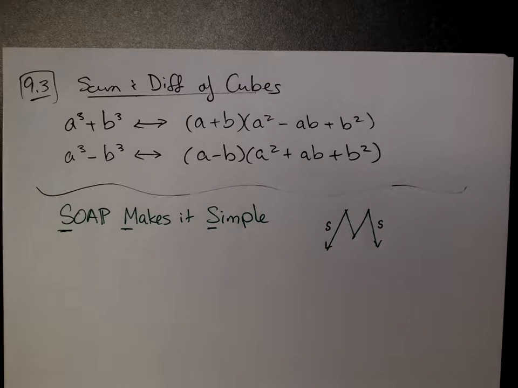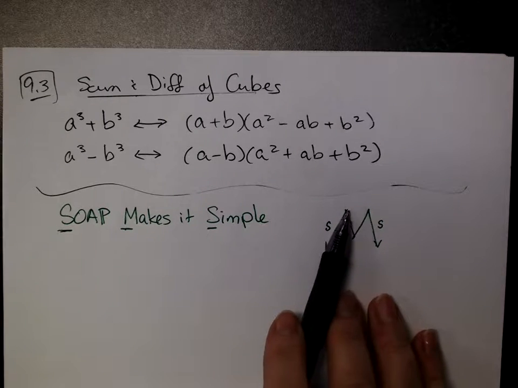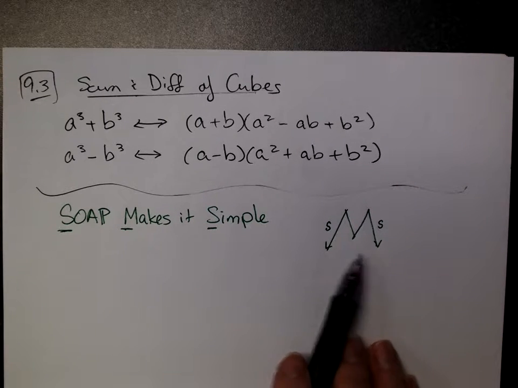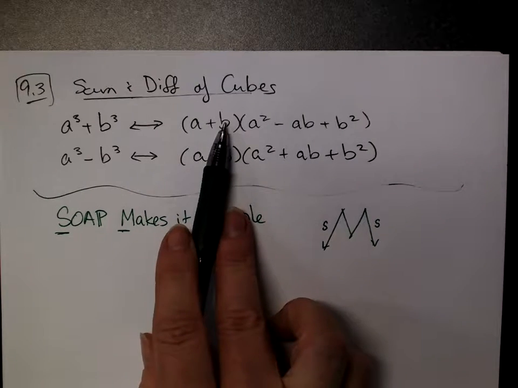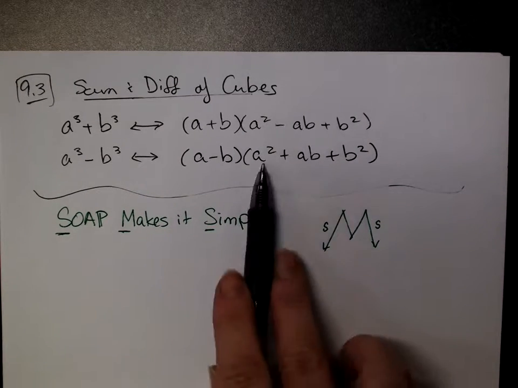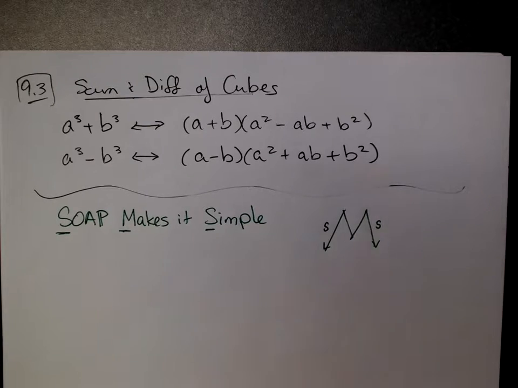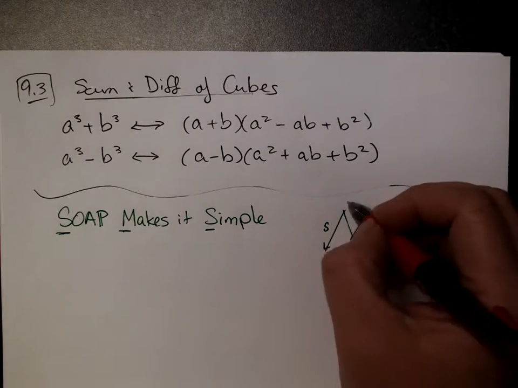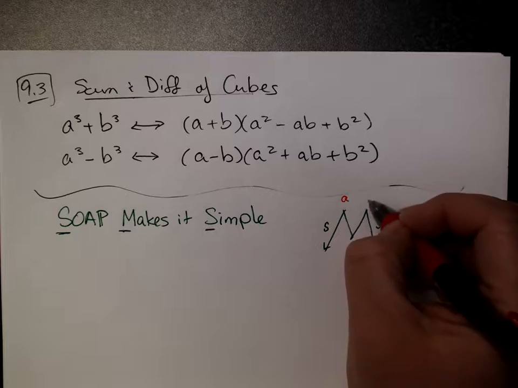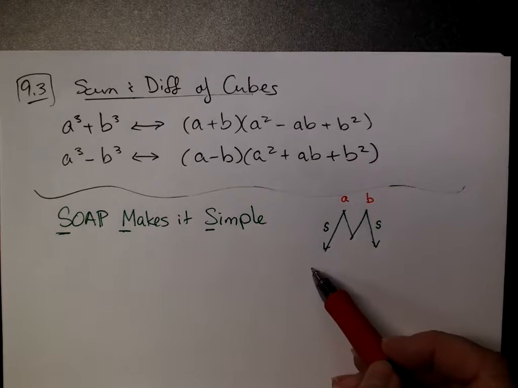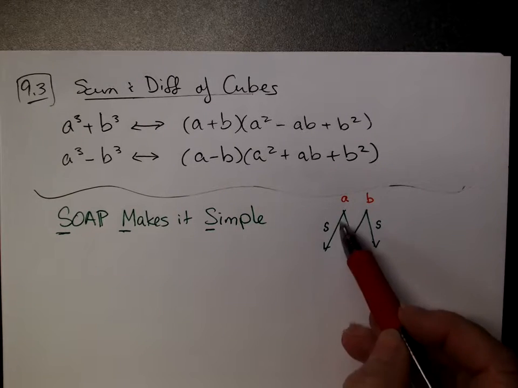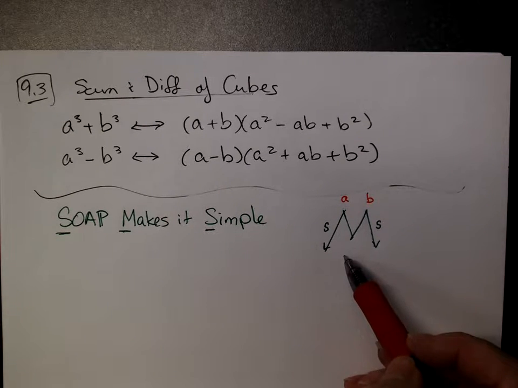So SMS. Now notice how many points are on top of an M? 2. And now how many on the bottom? 3. The top 2 points are your binomial, and the bottom 3 points are your trinomial. Yes. And all you do right here is you find your a and your b and you put them on top. And then you square your a, that's your first trinomial term. You multiply your a and your b, that's your second trinomial term.